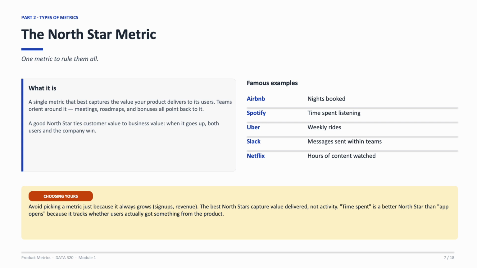If you pick revenue as your North Star, you're optimizing for short-term extraction. If you pick value delivery, revenue follows naturally. The warning in the callout is important. Avoid metrics that always grow regardless of whether you're winning. Cumulative sign-ups, total downloads, total likes, they make leadership feel good, but they don't actually measure success. We'll come back to that in the pitfalls slide.